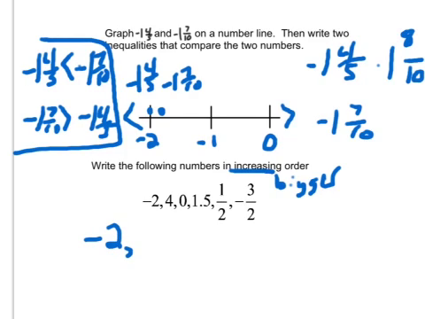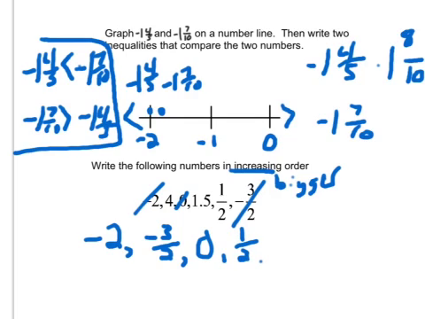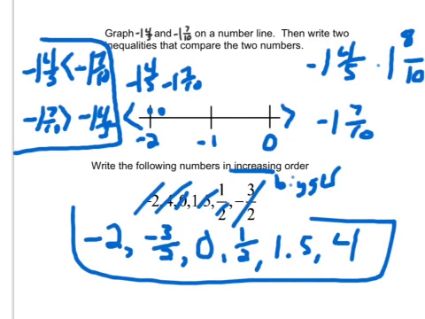Then my next negative number would be the next smallest. Okay, so I've used these two. Now I've got 4, 0, 1.5, and 1/2. But we should know it's going to go 0, and then 1/2, and then 1.5, and then 4. And there's my answer in order from smallest to largest. Okay, could use a number line on that, but most of you won't need to.